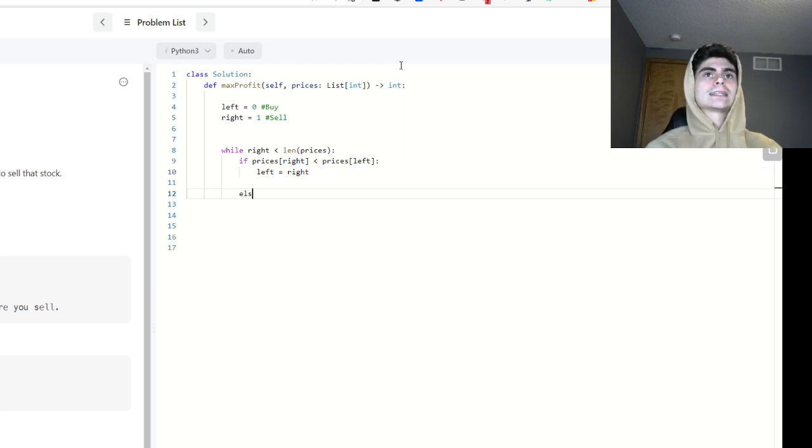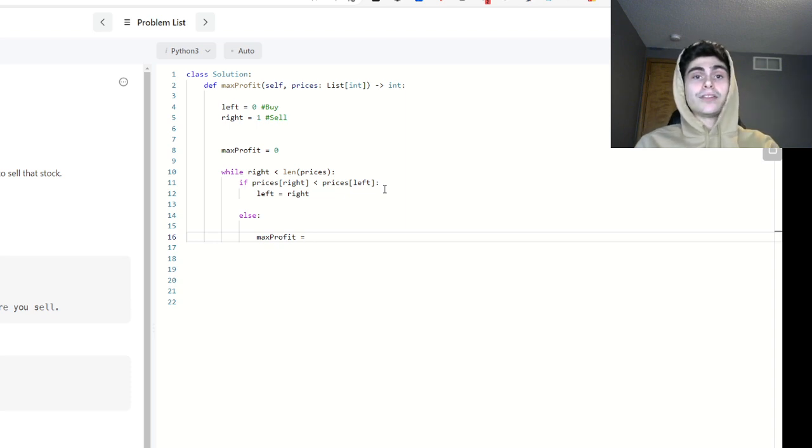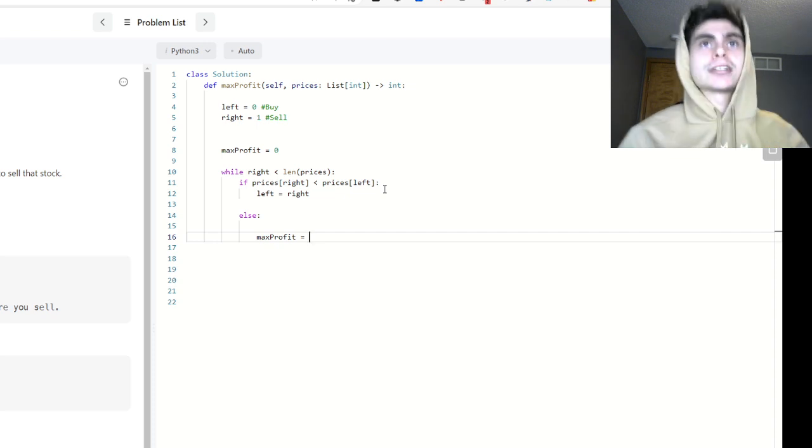And then what we can say is else. Oh, we need to initialize max profit up here. Sorry about that. Because we're starting with $0. And worst case scenario, as it said, if there's no profit, we return 0. So we'll do max profit equals 0. This else case is that the value at the right pointer is greater than the value at our left pointer. So we're able to actually make profit on that transaction.